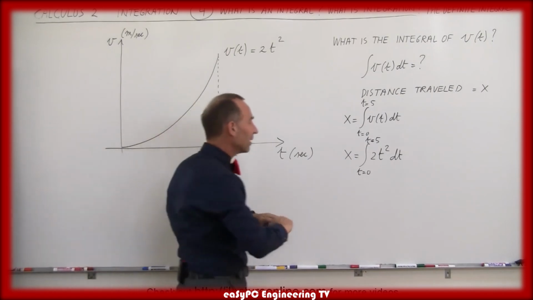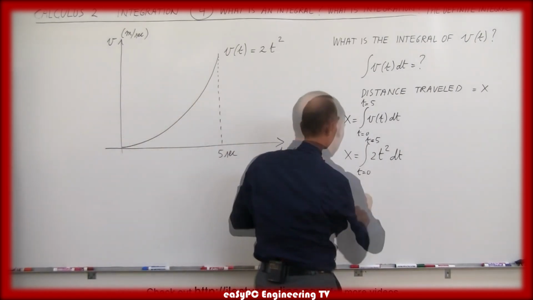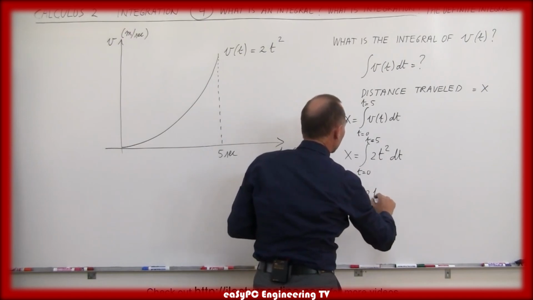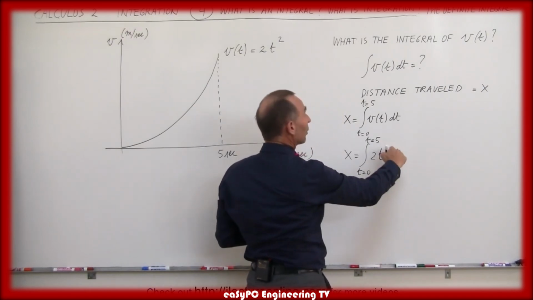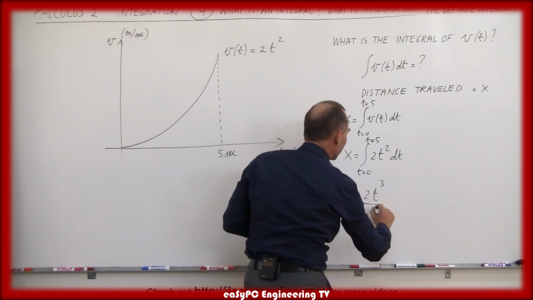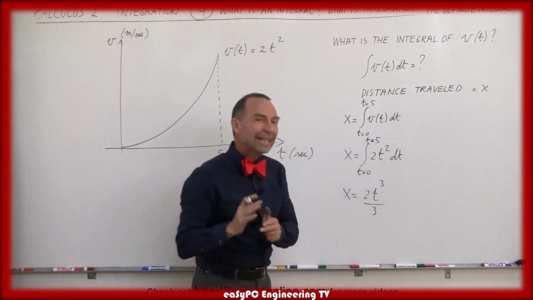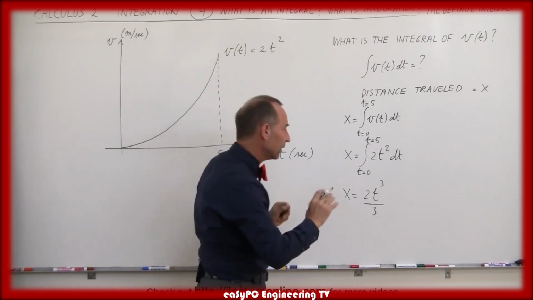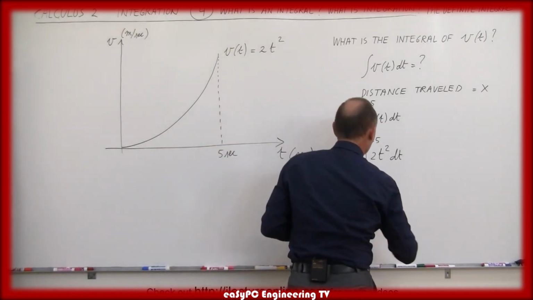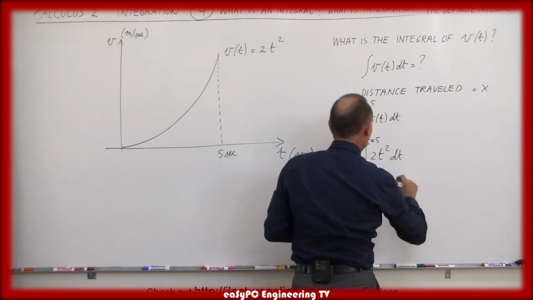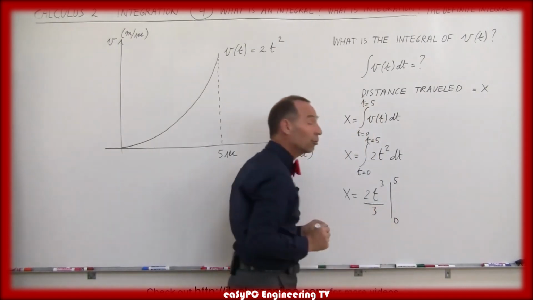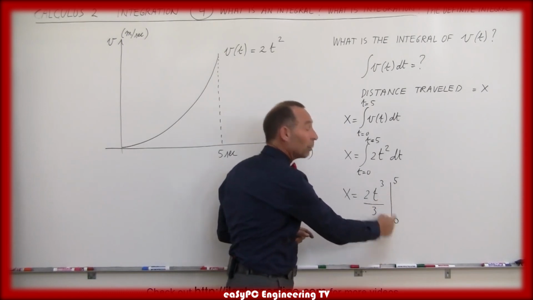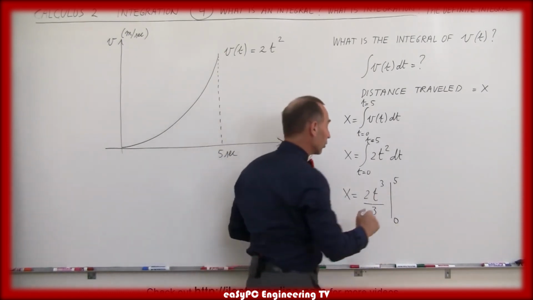So let's go ahead and find the integral of this function. x is equal to, when we integrate this, we get 2t to the third power, divided by 3. We add 1 to the exponent, divide by the new exponent. We do not need to add a constant of integration if we have limits. If it's a definite integral, we don't need to add the plus c. And we're going to evaluate it from time equals 0 to time equals 5 seconds, which means we're going to plug in the upper limit for t and then subtract when we plug in the lower limit. That's going to look as follows.